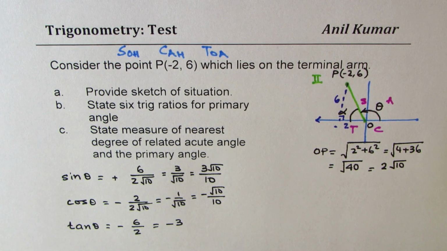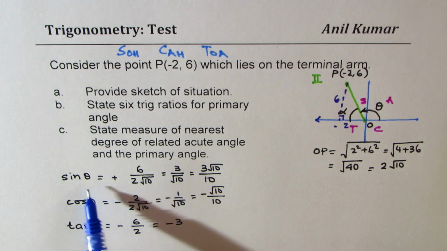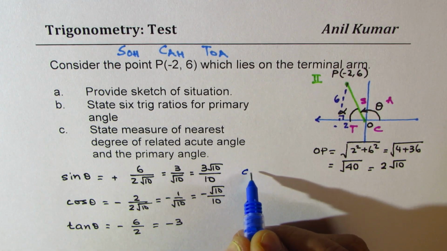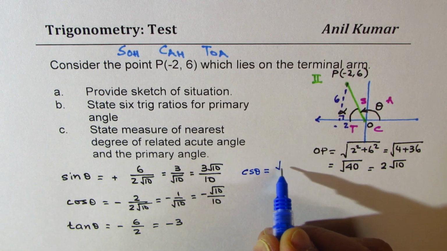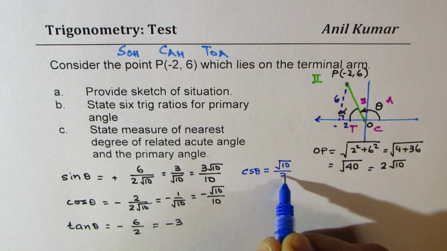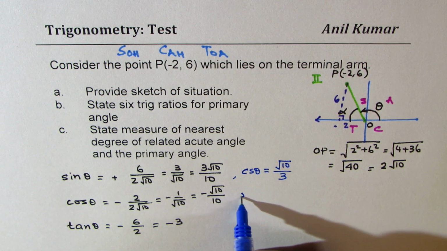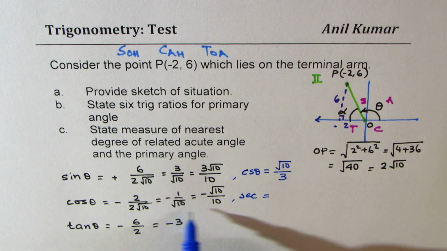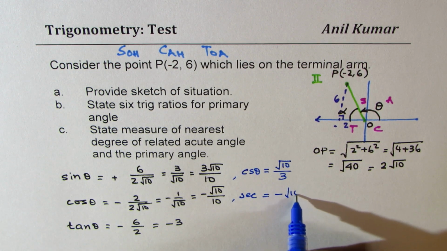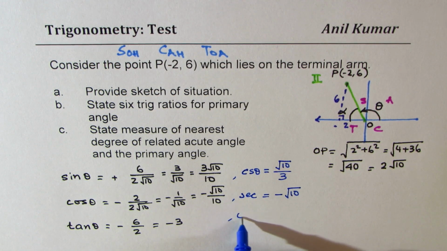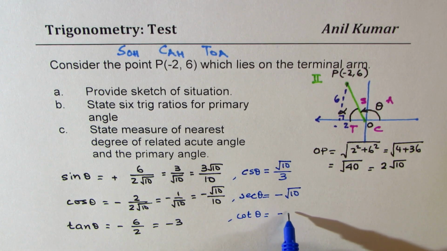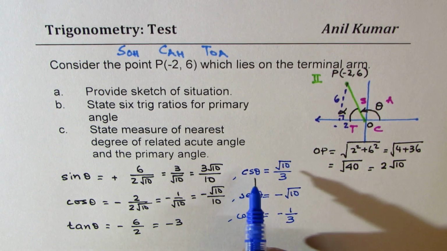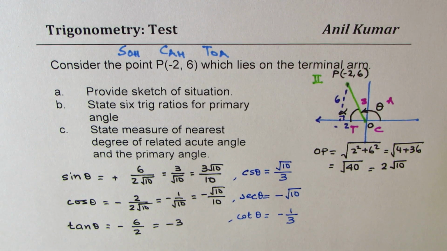Now the other 3 trigonometric ratios are reciprocals of these. So we could write cosecant theta as the reciprocal of this, which is square root 10 over 3. Secant theta can be written as negative square root 10, and cotangent theta will be negative 1 over 3. So that is how we get all the 6 trigonometric ratios.